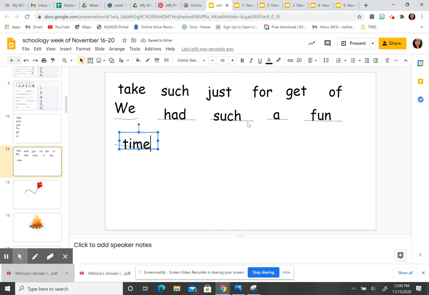We had such a fun time. And then I need to put something to end my sentence. And so I'm going to think, I'm not asking a question. Let's see if I say it this way. What if I say it? We had such a fun time. I'm going to end it with an exclamation mark because I'm saying it like it was a good time.